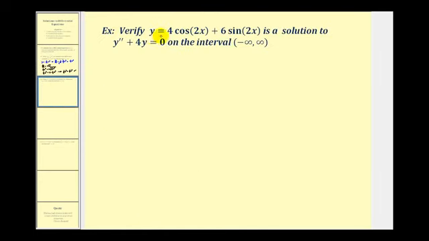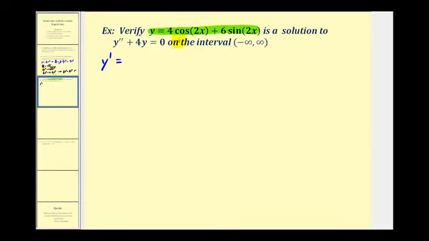Now we want to verify that y equals 4 cosine 2x plus 6 sine 2x is a solution to y double prime plus 4y equals 0. Notice to verify this, we'll have to find y double prime, but to find y double prime, we'll first have to find y prime. So given y, let's find y prime.